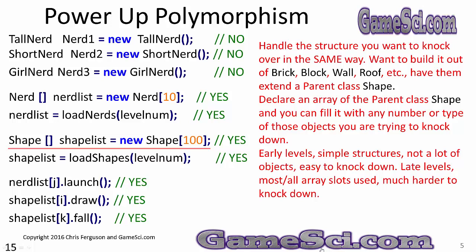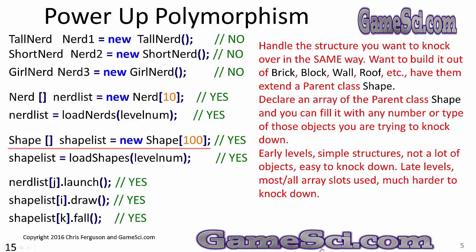So I'm going to declare a shape array called shapeList and set it equal to new shape[100]. We're going to handle the structure you want to knock down the same way. We want to build it out of bricks and blocks and walls and roofs and have it extend shape. Then we can declare an array of parent class shape, and you can fill it with any number or type of these objects you're trying to knock down.